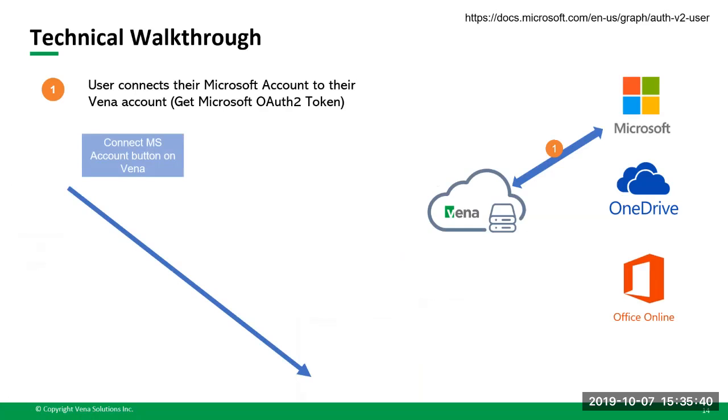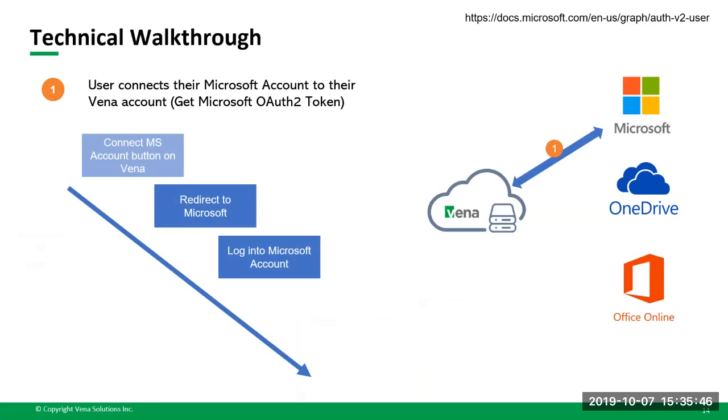First, we hit the Connect Microsoft account button on Vena, which redirects us to Microsoft. We log into a Microsoft account, or if it's already logged in, no problem. You just select which one. And that way, we acquire a Microsoft OAuth 2 token.